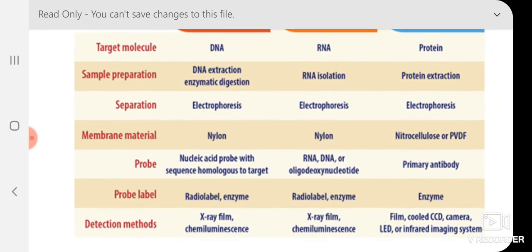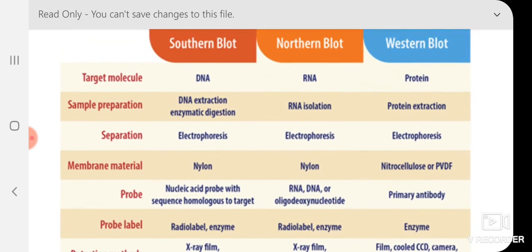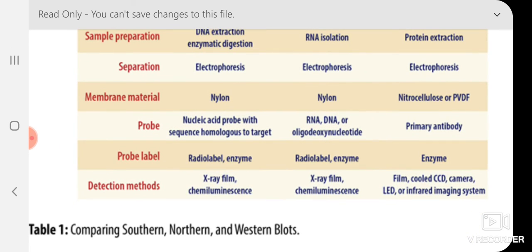Then separation, for all it is electrophoresis. Remember, for RNA we prepare the gel with formaldehyde to avoid any secondary structure. Then the membrane material: nylon membrane, nitrocellulose membrane, but for Western blot, PVDF is preferable. Probe: for Southern blot, a nucleic acid probe with sequence homologous to the target. For Northern blot, a DNA, RNA, or oligonucleotide probe can be used, but for Western blot it is the primary antibody.